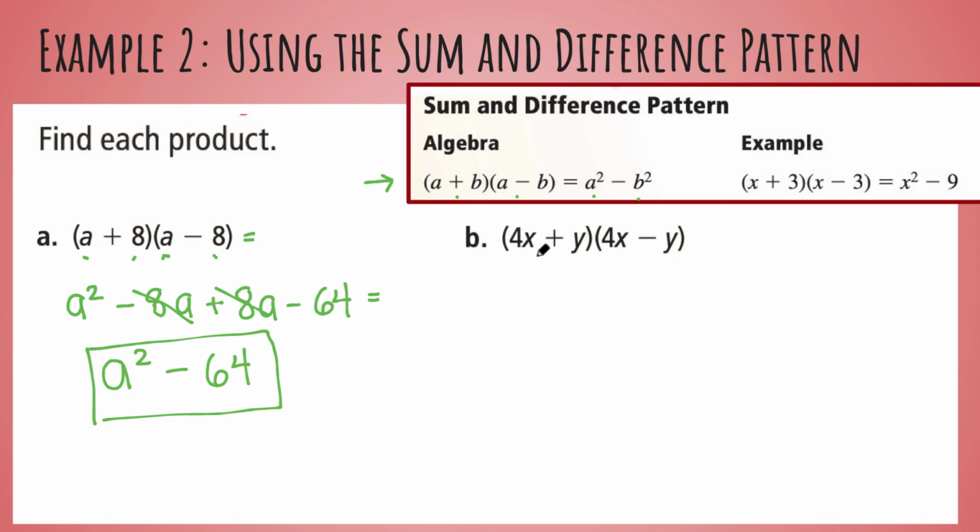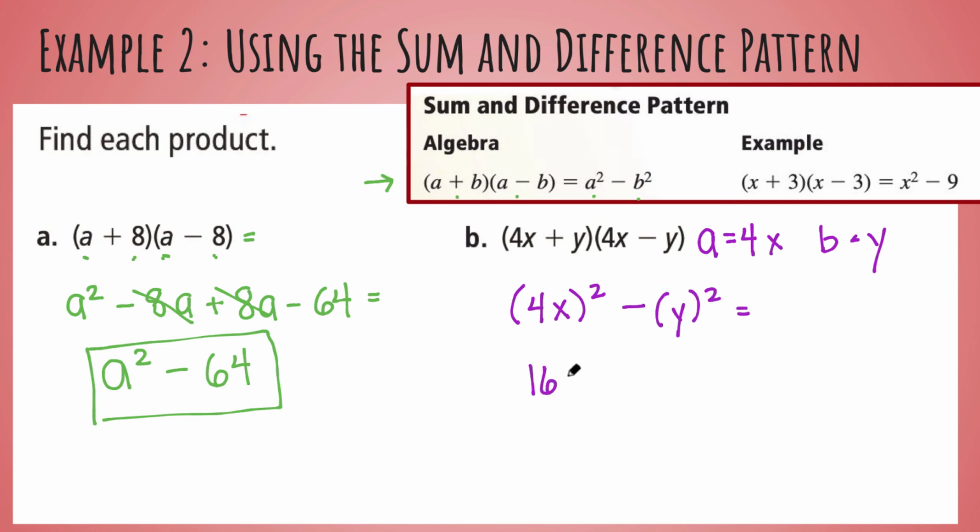Okay, our next example, we are going to use the sum and difference pattern to figure out what the product is for 4x plus y times 4x minus y. So looking at this, we can see that our a is equal to 4x and b is equal to y. So if we follow the pattern, the product is going to be a squared, so 4x squared, and we're subtracting b squared. So when we multiply this out, we end up with 16x squared minus y squared.